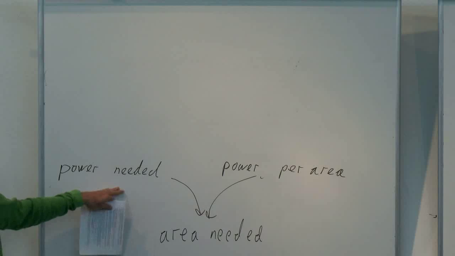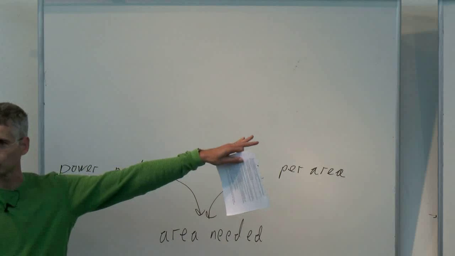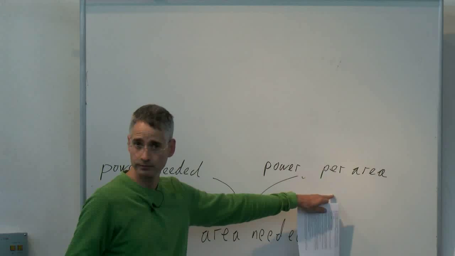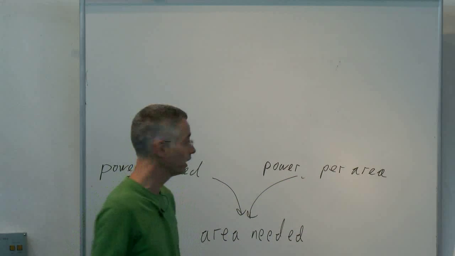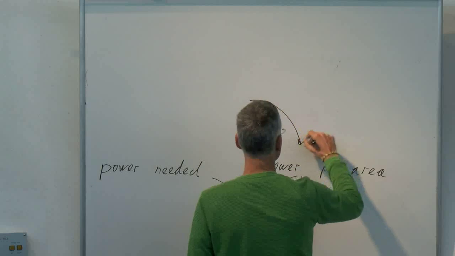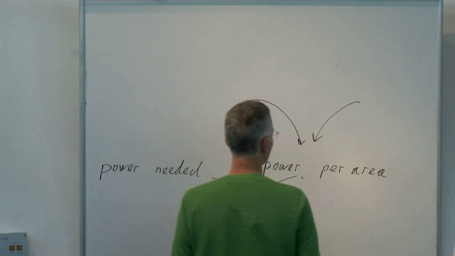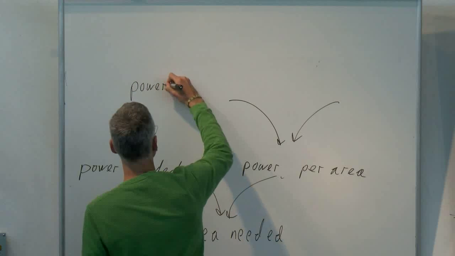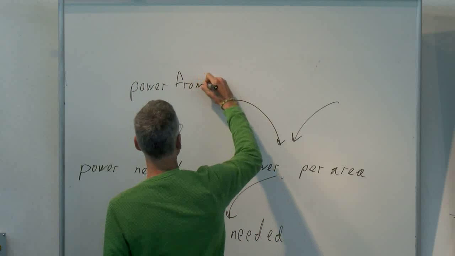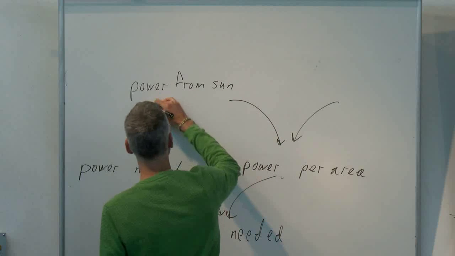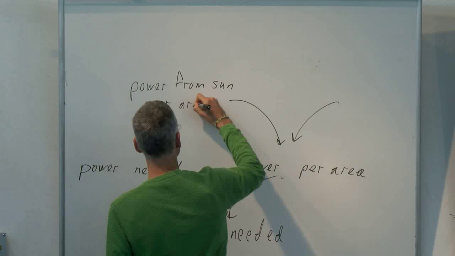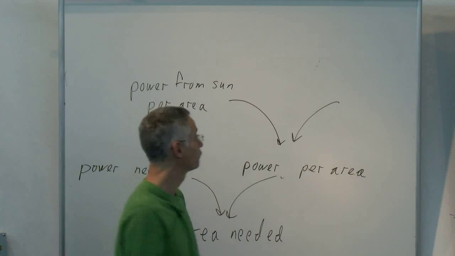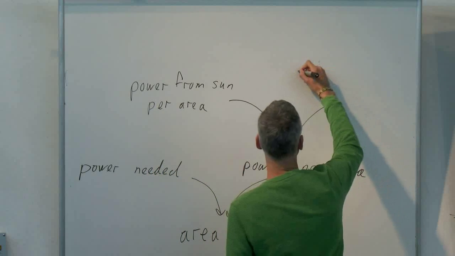So the power needed is quite easy, right? We just dealt with that. But then we need the power per area. How would we get the power per area? We need some strategy for that. For that, we need the power from the sun per area, and what else? The conversion efficiency. So that goes again to the question of efficiency.